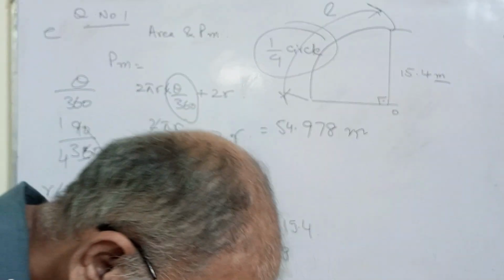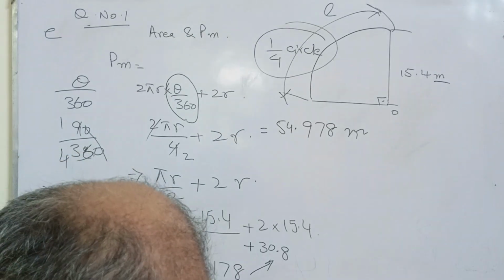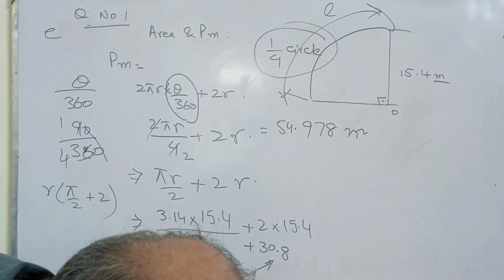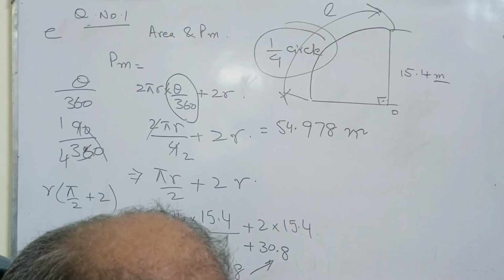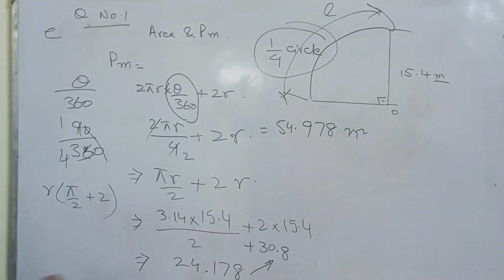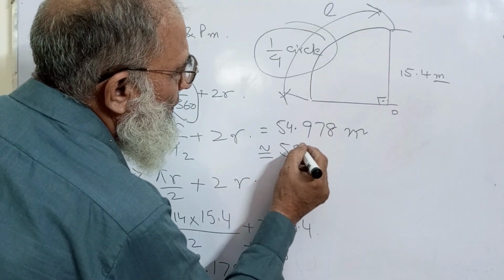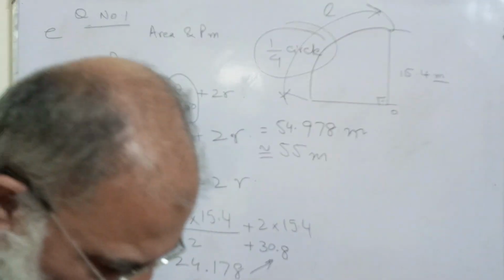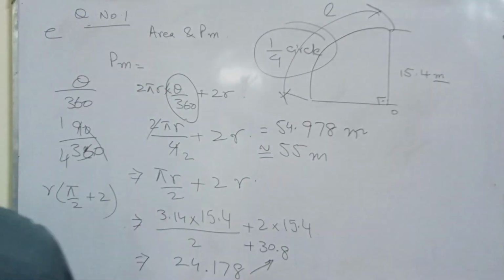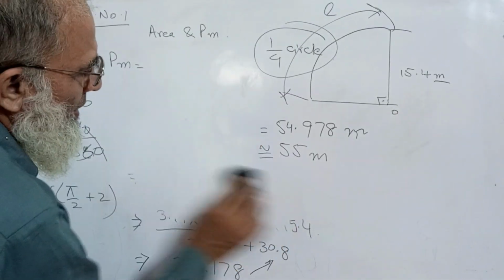Let me check the answer first, then I'll proceed, because checking the answer is very important. Sometimes we make mistakes somewhere. So this is correct. You can also write it as merely equal to 55 meters. Now I have to proceed to the next part, and that is the area.